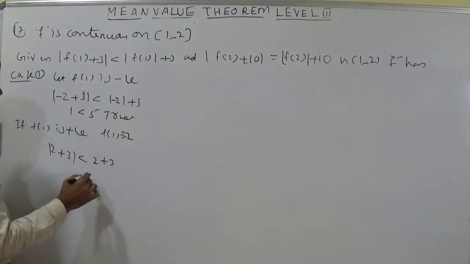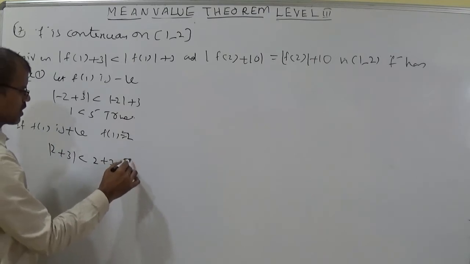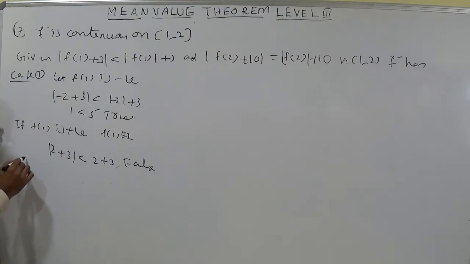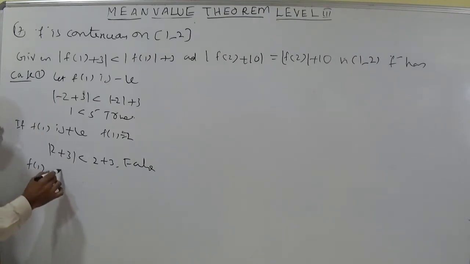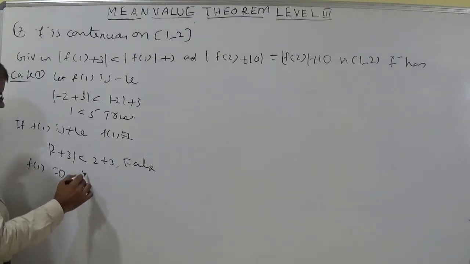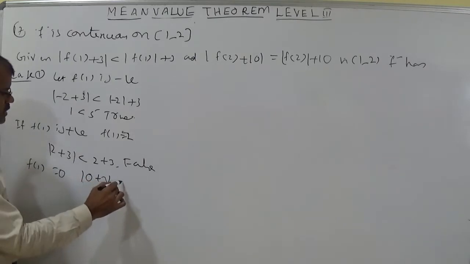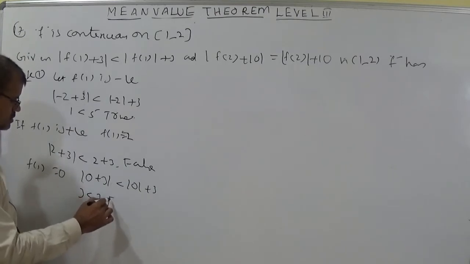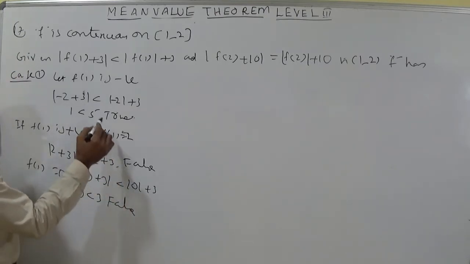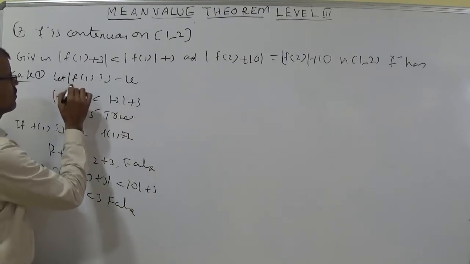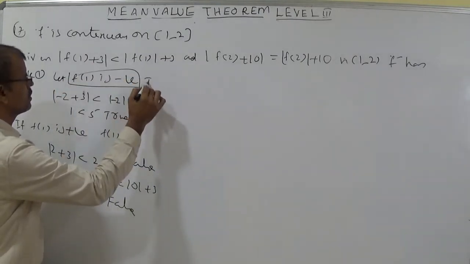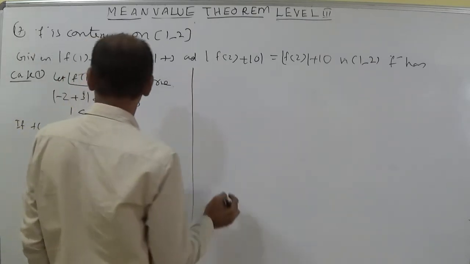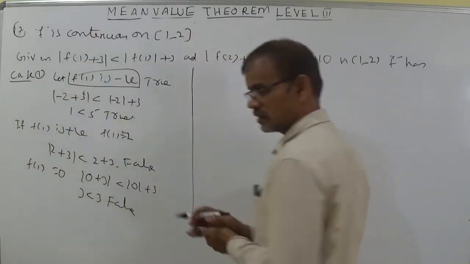Wrong. 5 less than 5 is wrong. It is false. So f of 1 should not be positive. Try to understand. If f of 1 is equal to 0, then modulus of 0 plus 3 is less than mod 0 plus mod 3. 3 less than 3 is also false. So you should confirm that f of 1 is negative. It is true. f of 1 is negative only, you should calculate.